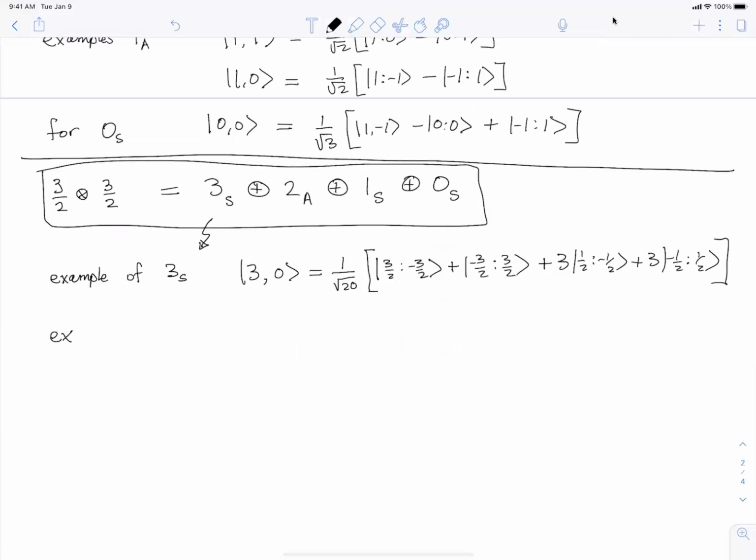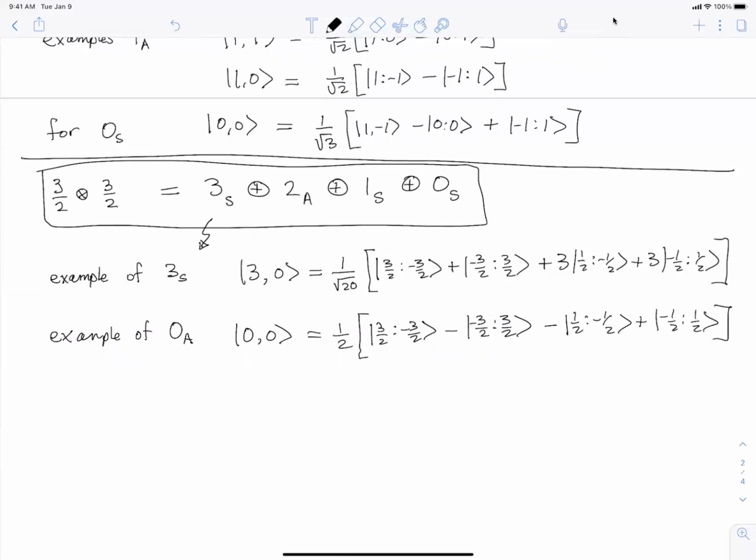Okay, an example of the 0s or 0 anti-symmetric basis states. Well, actually, there's only one of them, 0, 0, and it turns out to be 1/2. That's the Clebsch-Gordon times the same actual basis states, but now with minus signs to make this thing be anti-symmetric. Okay, and this turns out to be minus 1/2 minus 1/2, and then plus minus 1/2 1/2.